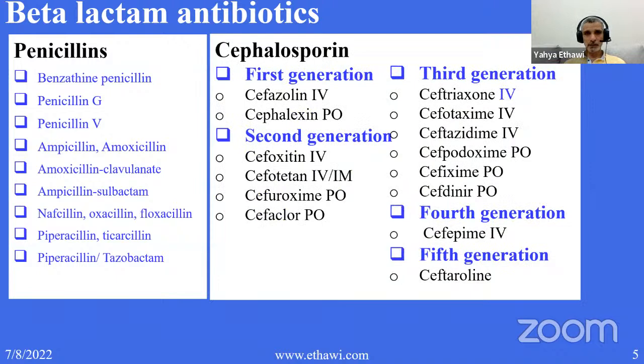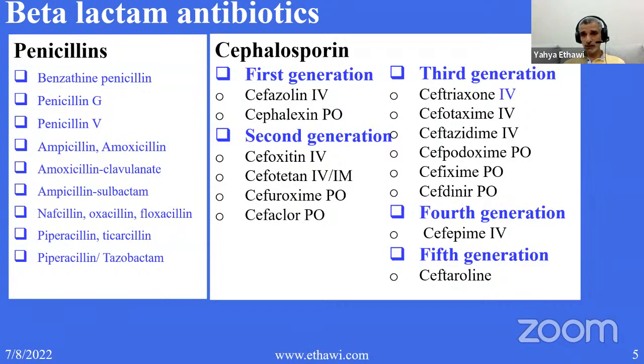So we also have the cephalosporin as part of beta-lactam antibiotics. And as you know, the cephalosporins are of 5 generations. We have generation 1, which is the cefazolin, the IV, and you have the cephalexin or the Keflex, which is the oral. And we have the second generation, which include the cefoxitin, which is an IV, and cefotetan, which is IM and IV. We have cefuroxime, which is oral, and we have the cefaclor, which is oral also.